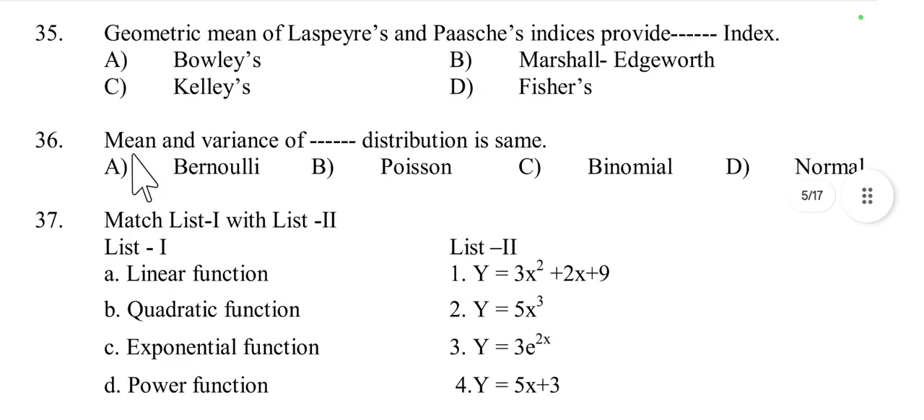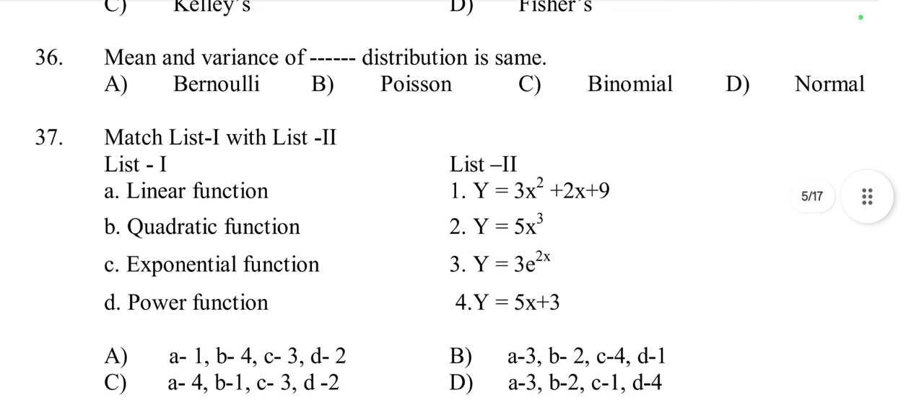Then question number 36: the mean and variance of which distribution are the same? Bernoulli, Poisson, binomial, or normal. The mean and variance of the Poisson distribution are the same. So option B is right.